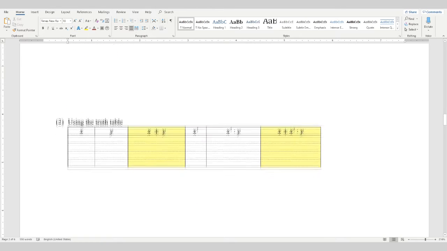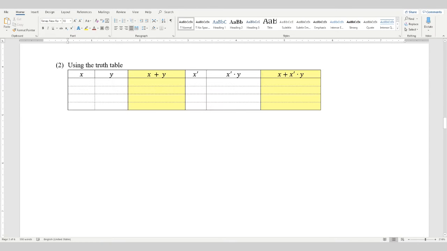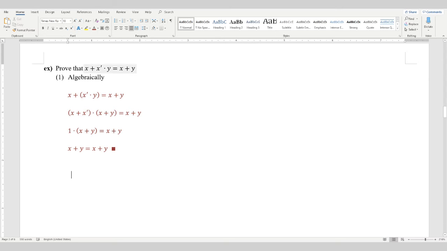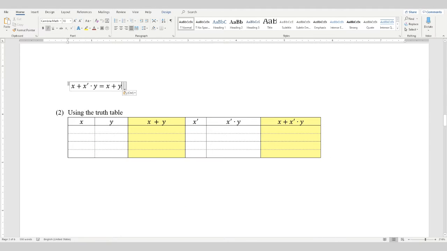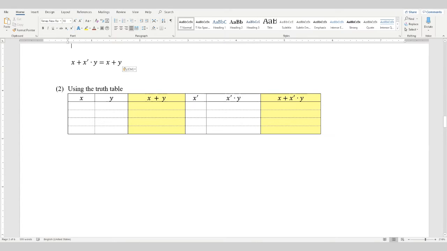Okay, and now we can move on to the same thing, proving the same statement. Let me copy this down here just so we can have it as a reference. We're going to prove the same thing using a truth table instead of doing it algebraically. And this is going back to what we were doing in that first chapter using truth tables.